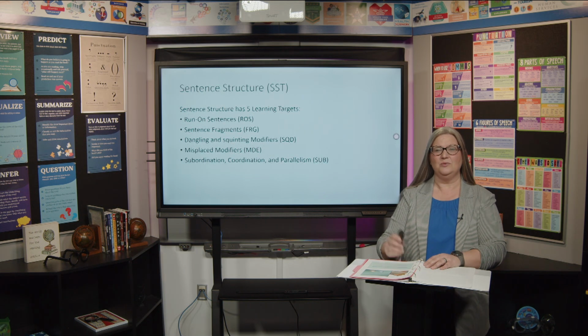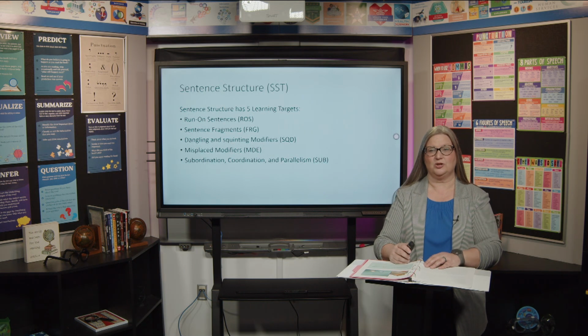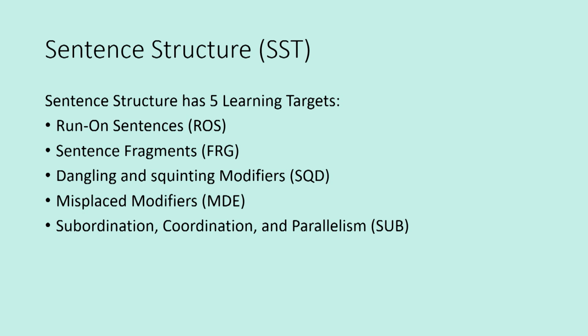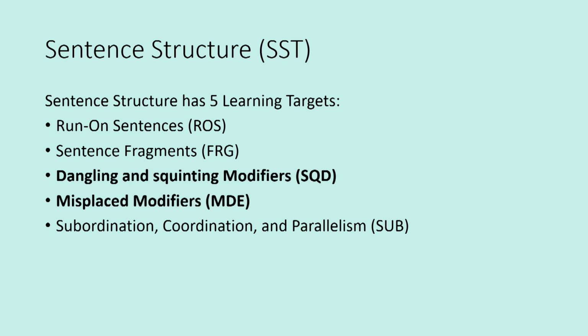All right, so remember under sentence structure, which falls under conventions of standard English, there are 5 learning targets. Run-on sentences and sentence fragments, both of those we looked at last time we were together. Also dangling and squinting modifiers and misplaced modifiers, both of those we're going to look at today. And then the other skill under sentence structure is subordination, coordination, and parallelism. And you can see highlighted or boldened what we will be studying specifically today.